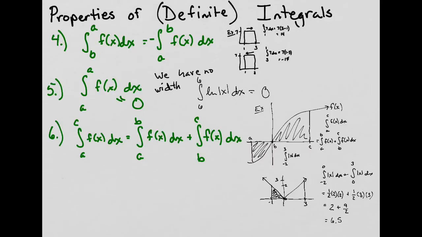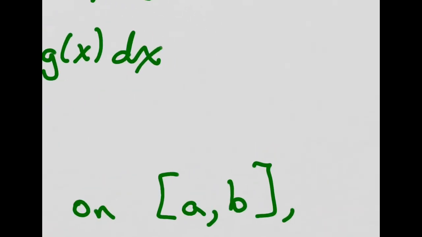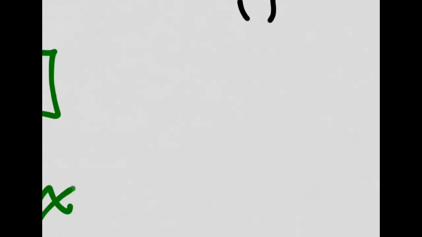Let's look at the last two properties of definite integrals. So the last two properties are related. They are kind of these comparison properties. So first, if you have that f of x is less than or equal to g of x on an entire interval from a to b, so for all of those x, then the integral of f of x from a to b is going to be less than or equal to the integral from a to b of g of x dx.